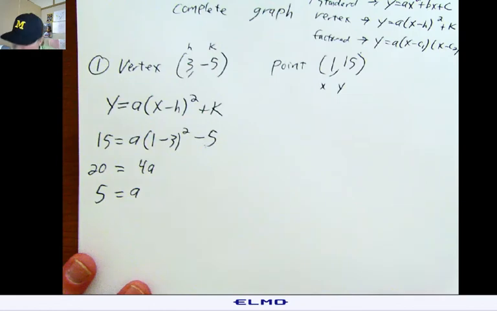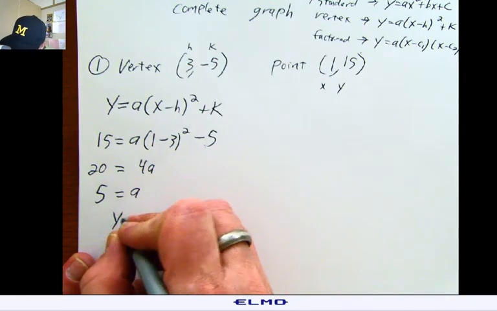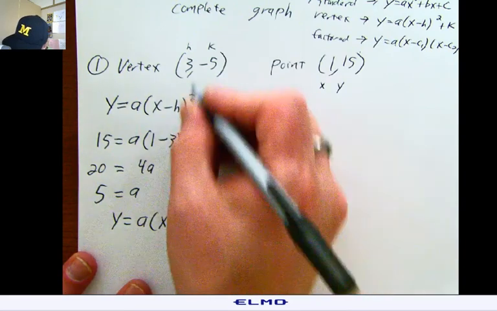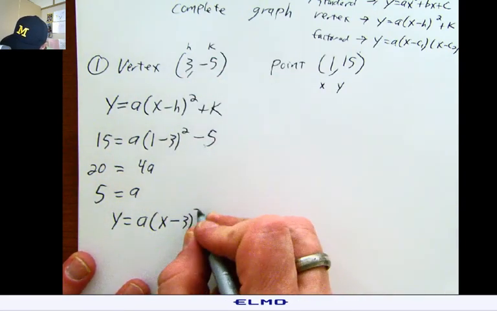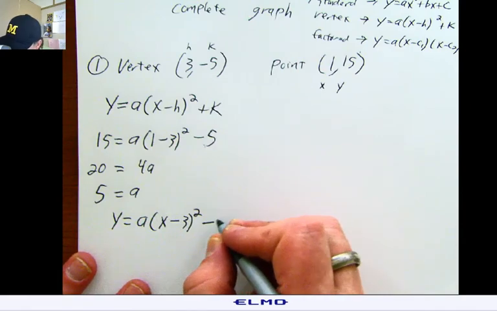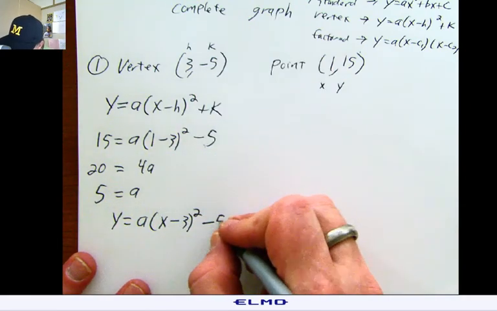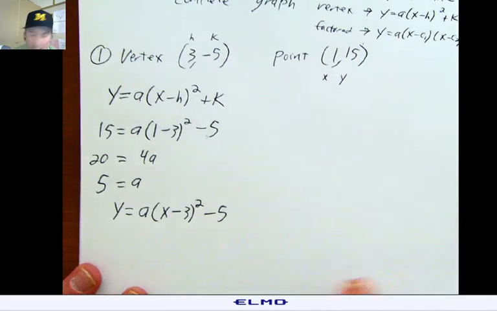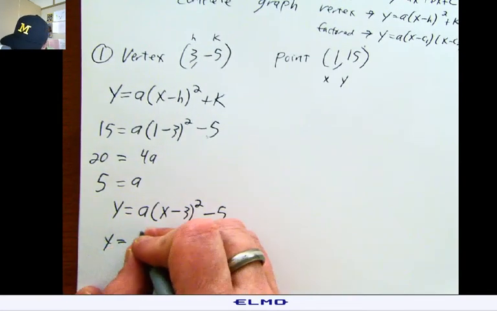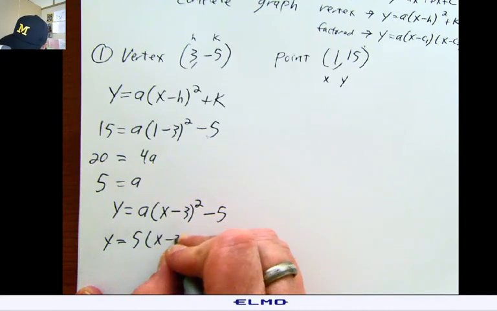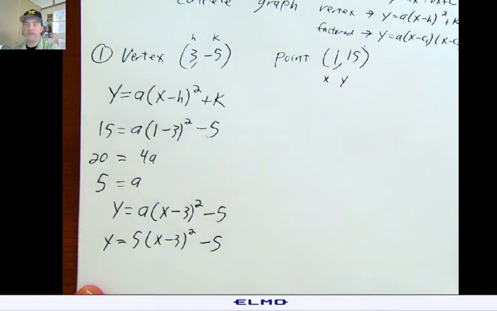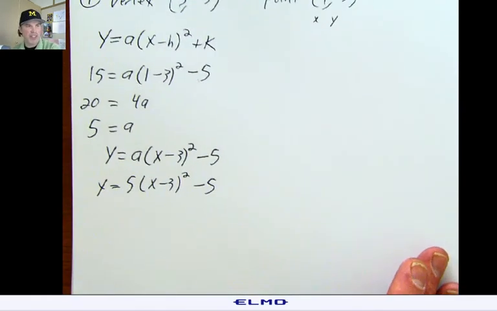So the vertex form of my equation is y equals a, x minus the x coordinate of the vertex squared, and then minus or plus the k, but in this case the k is negative, so minus 5. And oops, I forgot to write 5 for a, my mistake. So 5 parentheses x minus 3 quantity squared minus 5. Okay, so that's vertex form.